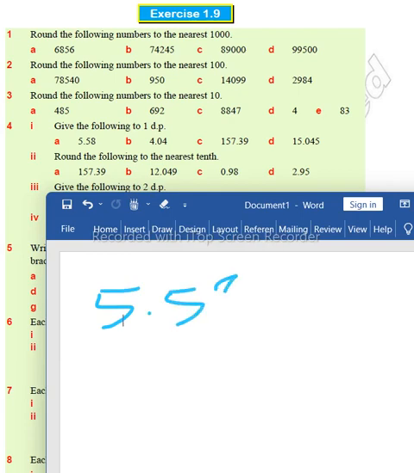5.58. So one decimal place means this is one decimal place. So we write here 5 point. As we see, the next number after 5 is 8. When we see 8 is greater than 5, so we will make this 5 into 6. So we can write like this.